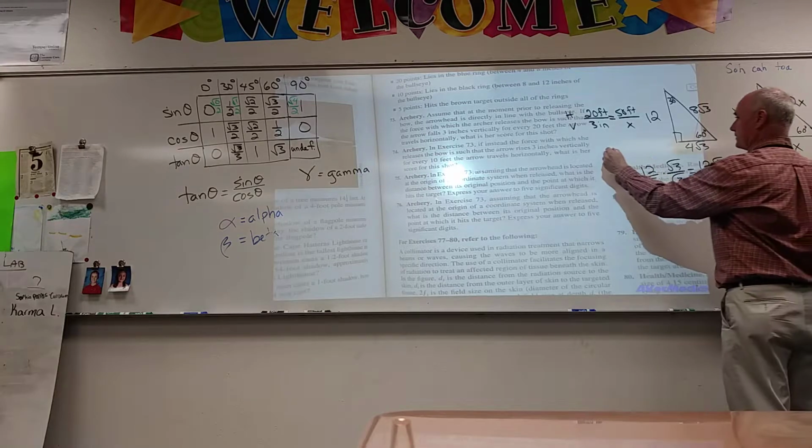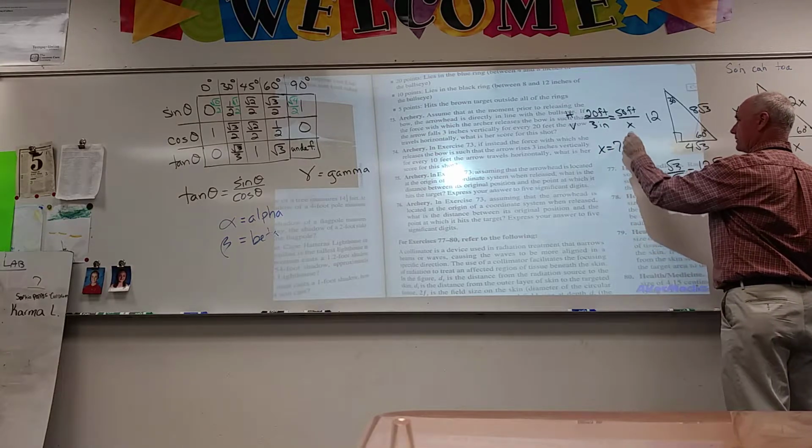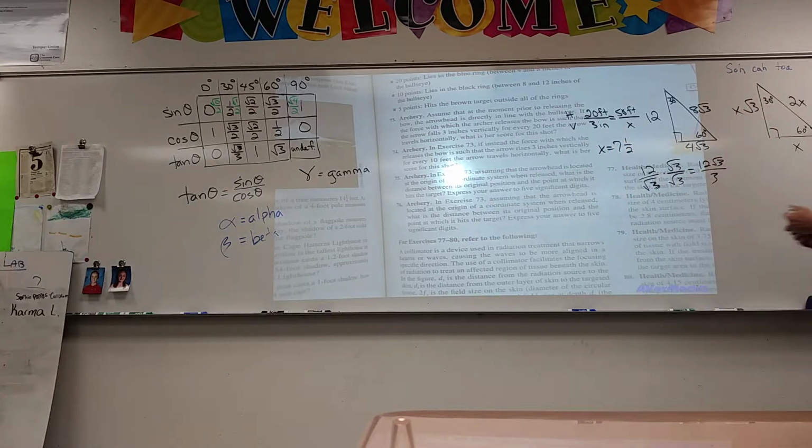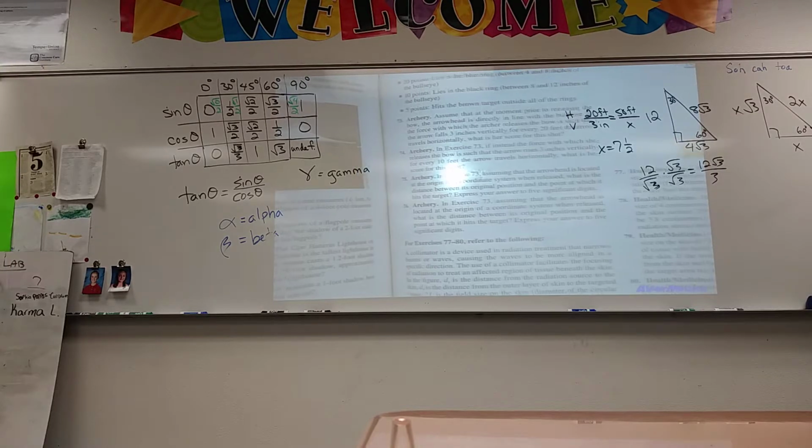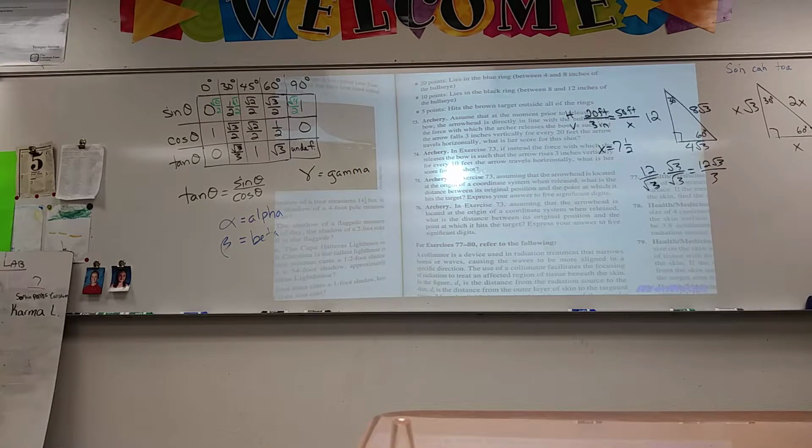20x equals 150, x equals 7 1/2. So what did we find? The arrow drops 7 1/2 inches, which means it will be between 4 and 8 inches from the bullseye, which therefore means she will receive 4 points. If she wants to get better, aim higher. Does that make sense?